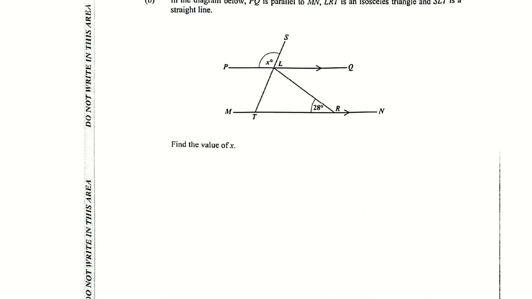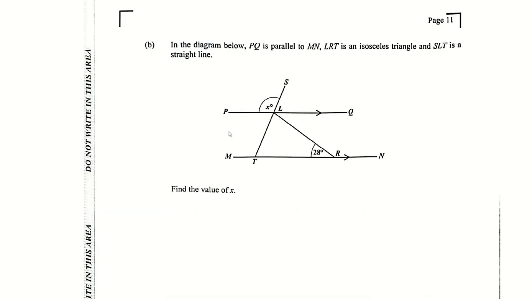Alright, let's look at the next question. Next question here, this is types of angles. So let's see what they said. We have 2 parallel lines and a transversal line. Before I even read the question, this is what I have viewed so far. In the diagram below, QP is parallel to MN.